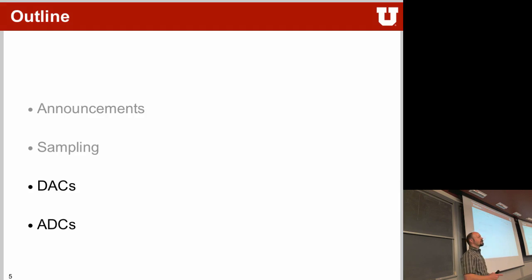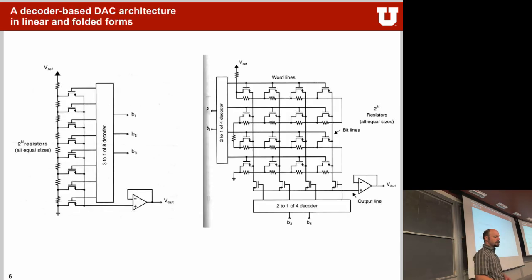Okay, today let's continue on with the last lecture. So first we will finish up DACs, and then we talk about ADC architectures. So how would you build a DAC? A DAC is a digital to analog converter, right? So what you want to do is you want to give it a digital signal, and something analog should come out.